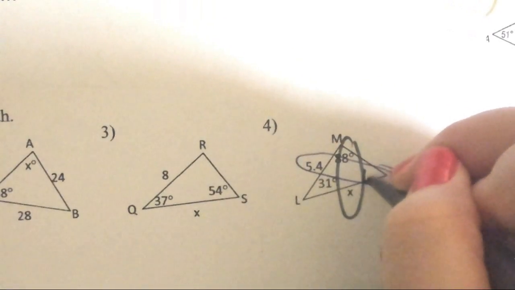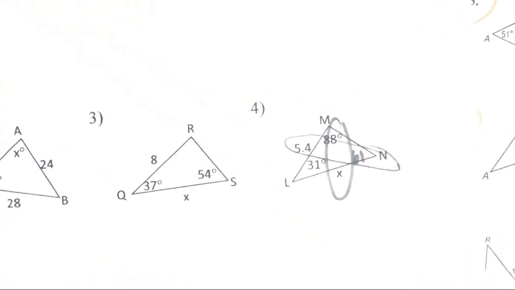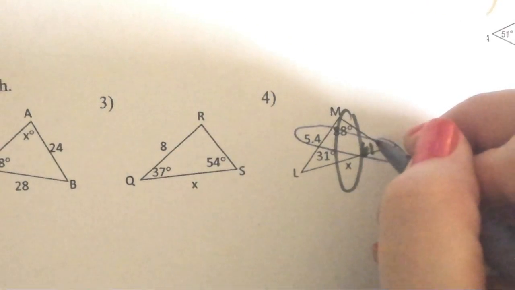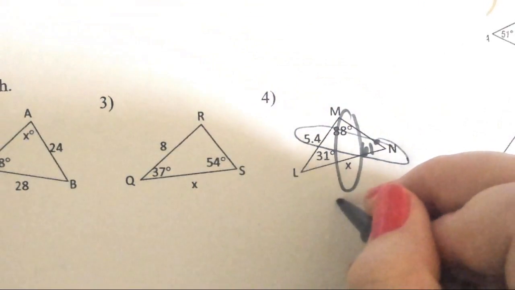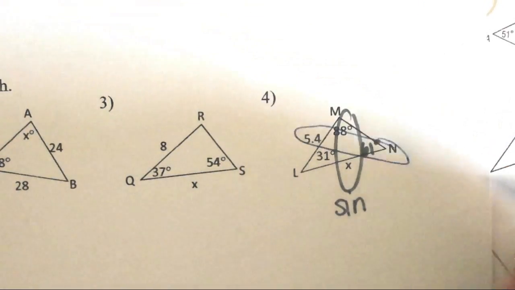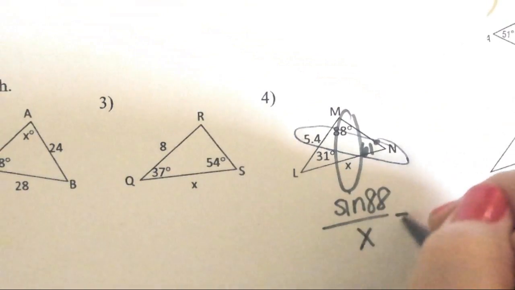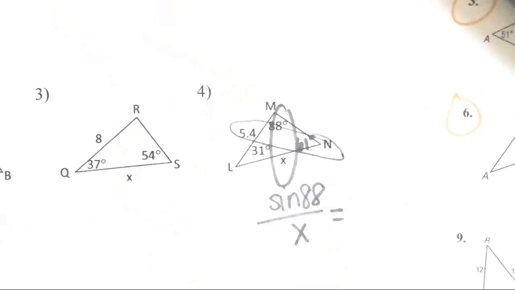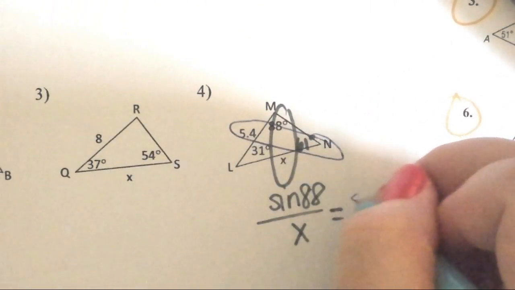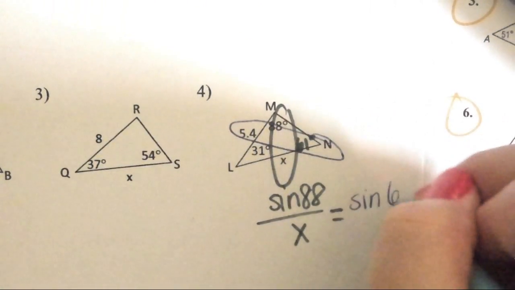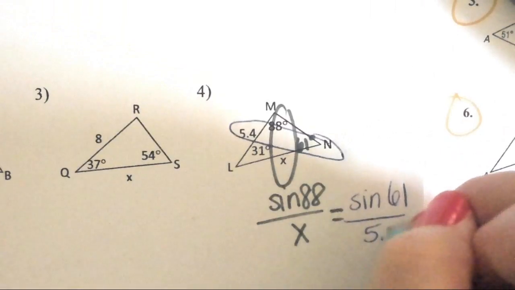What number was I supposed to put? 61. Okay. So now that I've got it, can someone help me set up my law of sines? Sine what over what? Sine 88 over x. 88 over x equals what? Sine 31. No, sine 61. Okay, perfect.